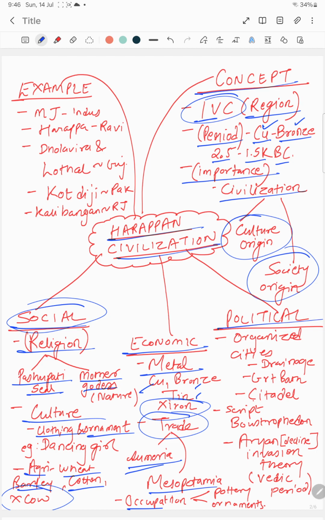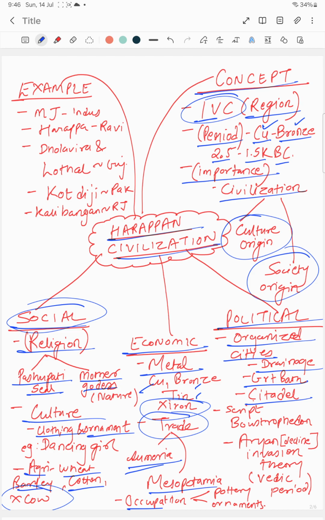Next are some political factors. The first, very significant point for which Harappan civilization is famous, is its organized cities. It includes organized drainage in the cities and organized houses. Very important and special infrastructure points are the Great Bath and the Citadel. So these were some features of the highly developed infrastructure during the Harappan civilization.